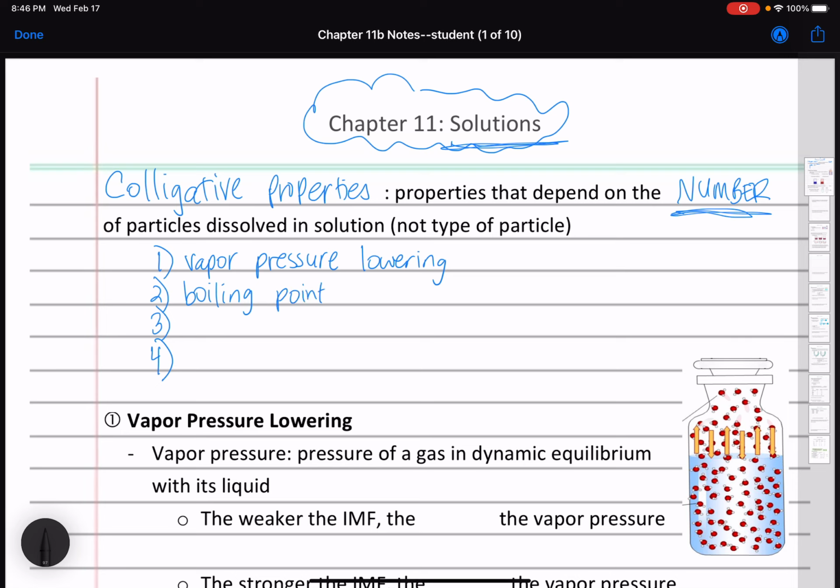Boiling point elevation. Freezing point lowering or freezing point depression. And lastly, osmotic pressure. All right, so these are the four different colligative properties that we're going to talk about. So the first one is vapor pressure lowering.